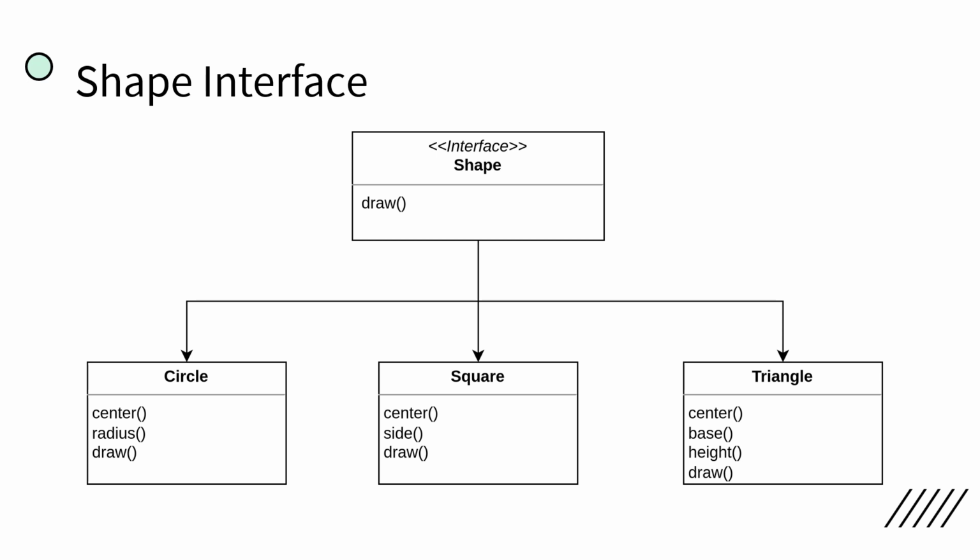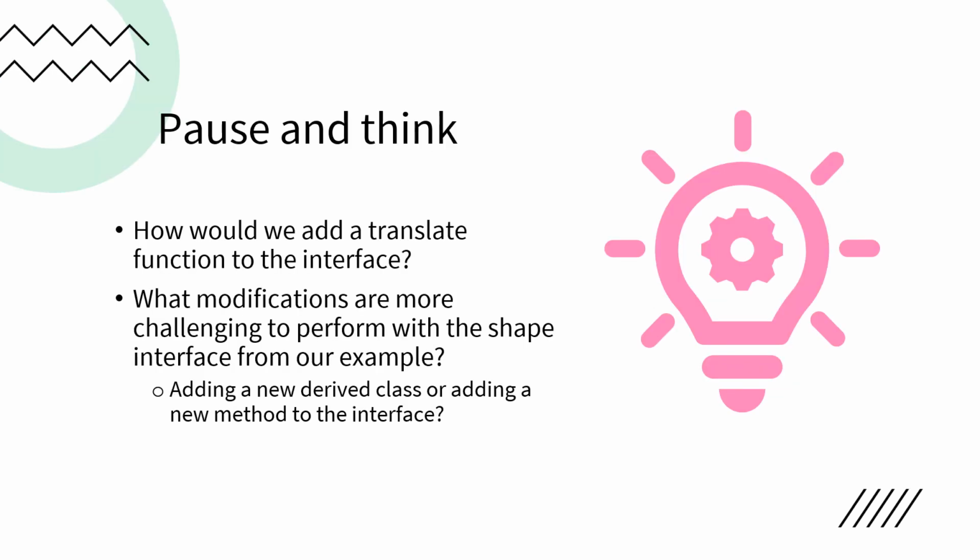But now let's think about what would happen if you want to add a translate function to the interface. That will allow us to shift the shape's center point after its creation. Take a few seconds and pause the video to think about the steps involved in adding a translate method to the interface. Additionally, which modification would be more difficult to implement, adding a new method or adding a new derived class, like a rectangle class?